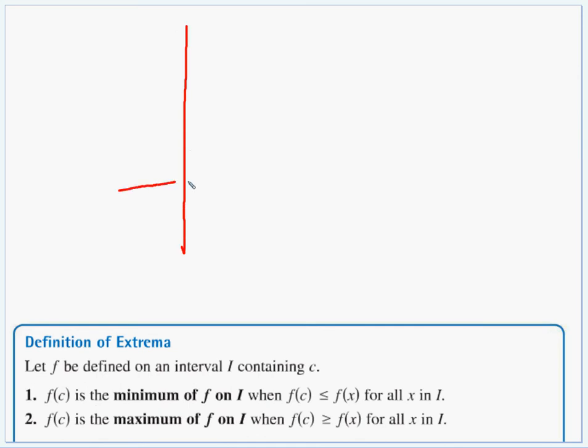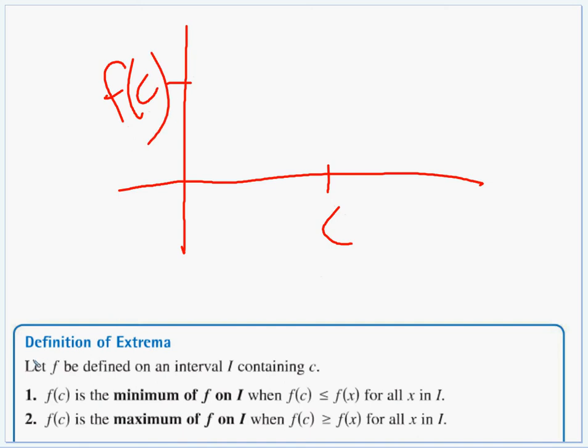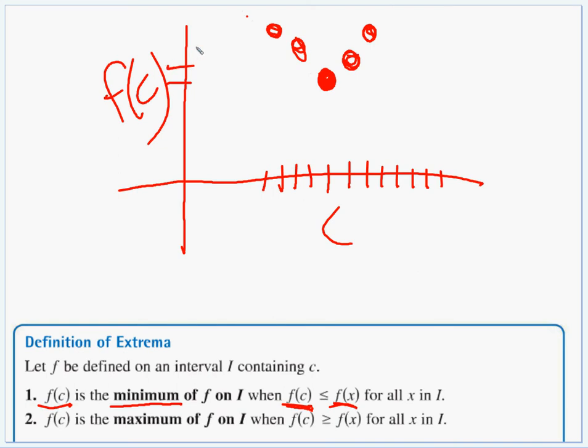Let me draw an x and y axis. So here we've got c, and we've got some output f of c. Let's look at the first one. F of c is a min. So if I plot that point in here, c and f of c, it says that point is a min when f of c is less than or equal to all other f of x's. So if I pick any other x value here on the x-axis and map it to the y-axis, f of c is going to be less than all of them. So I'd start plotting these points, and they're all going to be higher. So any other point is going to be up higher than f of c. So we can see by the graph, yeah, that is a minimum. It's at the bottom of a valley.